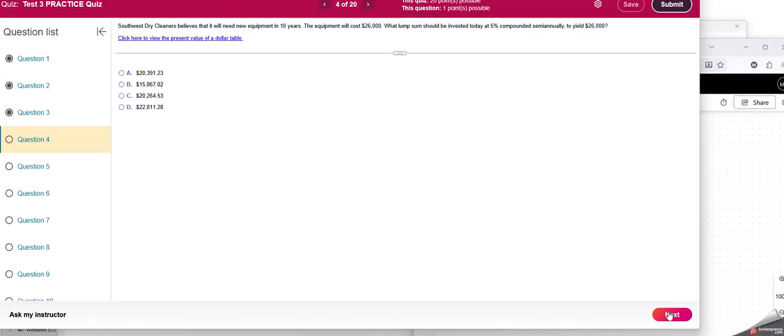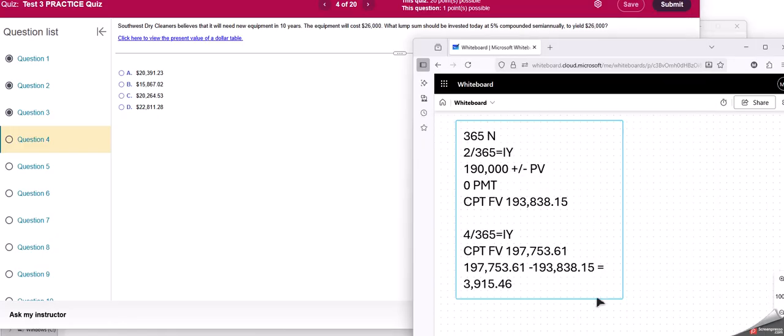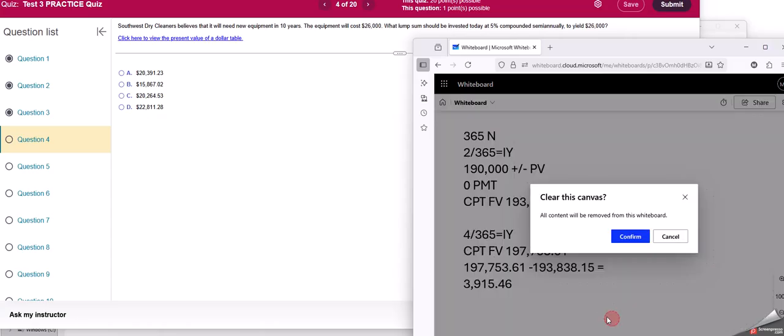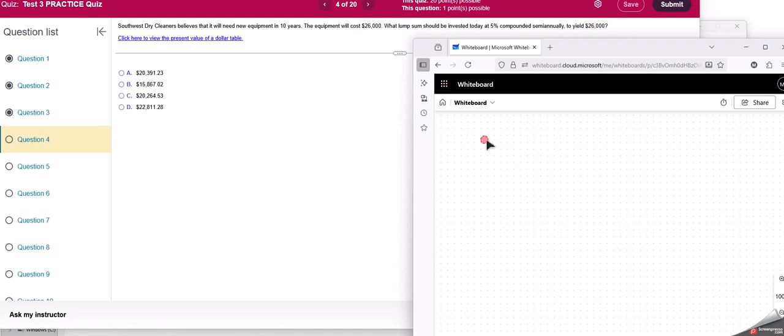Okay, Southwest Dry Cleaners believes that it will need new equipment in 10 years. The equipment will cost $26,000. What lump sum should be invested today at 5% compounded semi-annually? So let me go back here. How did I do that last time? Clear Canvas. Okay, so go back here.